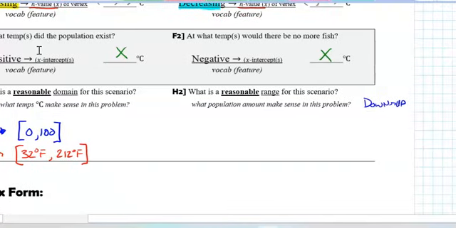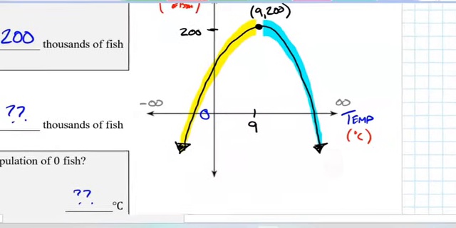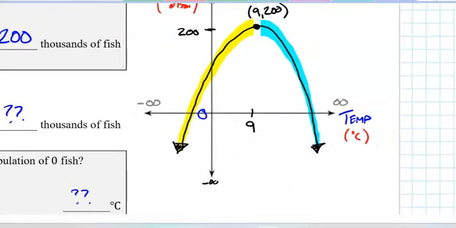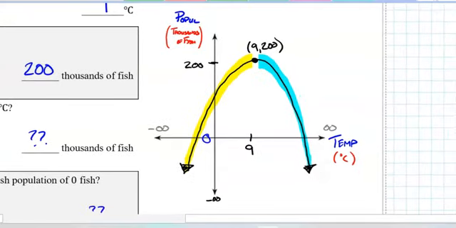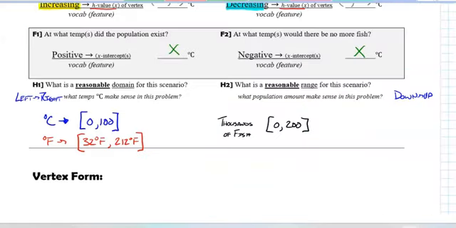What about reasonable range? How far down to how far up does this graph go? Or really, what population amounts make sense in this particular problem? Well, once again, going from negative infinity amount of fish all the way up to positive infinity amount of fish seems a bit crazy. Well, if we're looking at our graph, the graph looks like it goes down forever to negative infinity and only goes up to 200. Well, it doesn't make sense to talk about negative infinity fish, so maybe we cap it off at 0 all the way to 200, providing us a reasonable range from 0 to 200 thousands of fish.